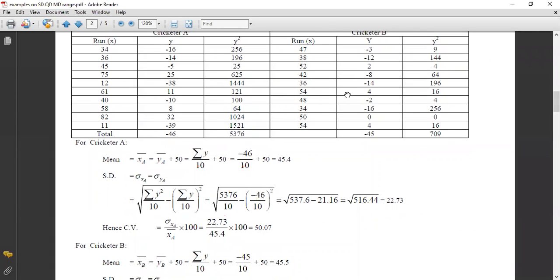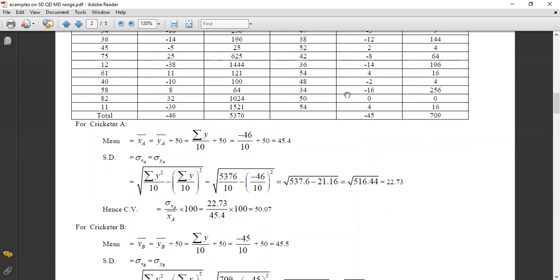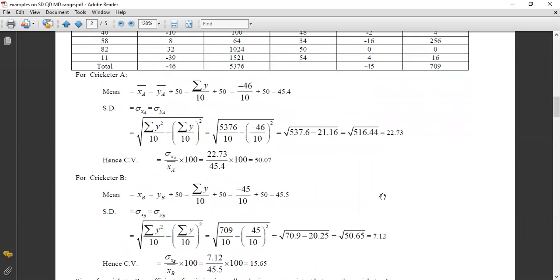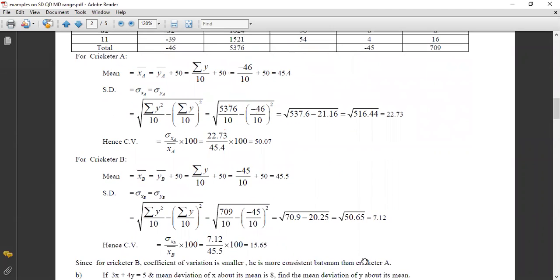Okay, the same calculation applied for the cricketer B, and we see for the cricketer B, the arithmetic mean is 45.5 x bar, and sigma x is 7.12. Same method, same technique, just applied for cricketer B. And hence the CV for the cricketer B will be sigma by x bar into 100, and that is 15.6.